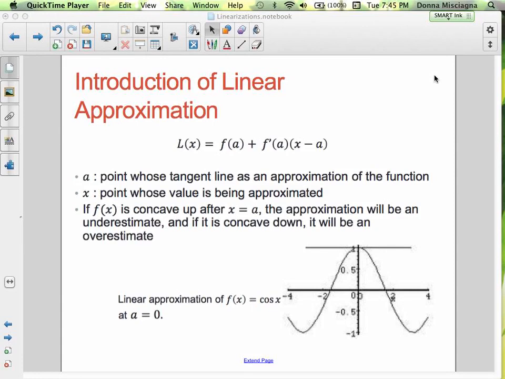Welcome. In this lesson, we're going to be looking at graphs in terms of linear approximation, real-world problems, and determining whether our approximation is an underestimate or an overestimate.